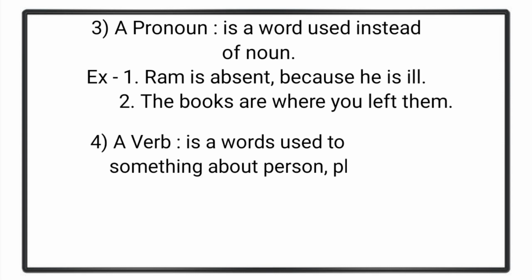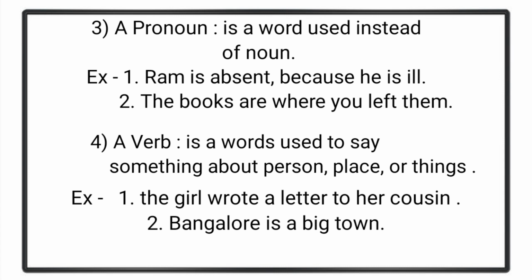Next, fourth one, a verb is a word used to say something about a person or place or thing. Example, the girl wrote a letter to her cousin. Second example, Bangalore is a big town.